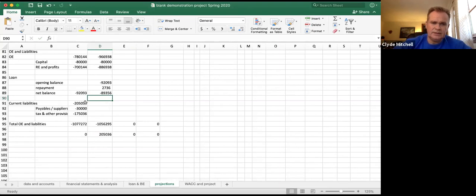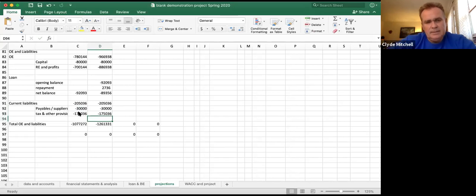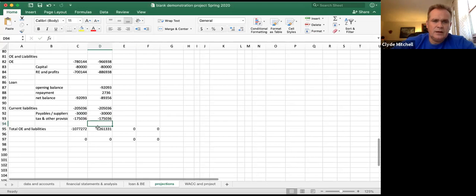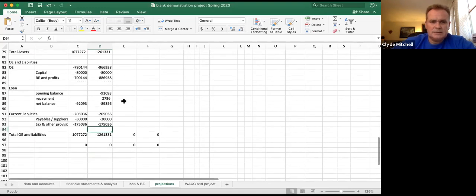Finally, current liabilities. Again, I chose to just not make any of these change. Realistically, what would happen is taxes from last period would have been paid, and then we would have a new amount for the current period. I didn't do that, so my owner's equity is 126,1331, and my assets are 126,1331. It balances, and this is the end of the first section.